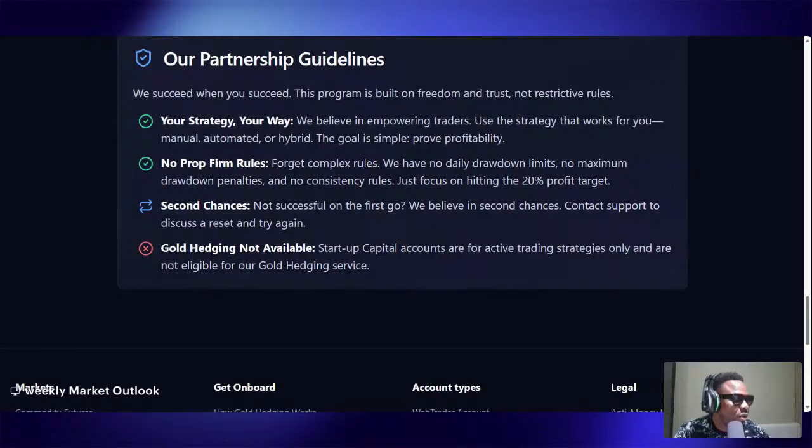So currently, you can have the web trader account with them, which is a minimum of $50. If your account is up to $5,000, you can hedge with gold to avoid liquidating the capital. Then you can have the MT5 account under AvaTrade.